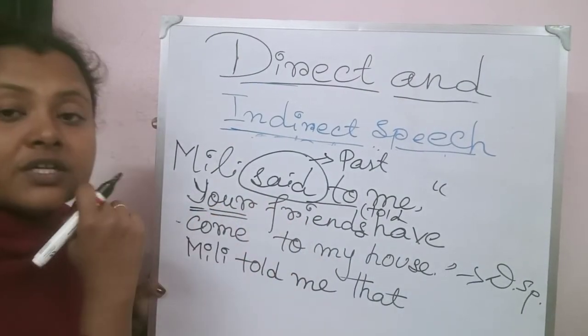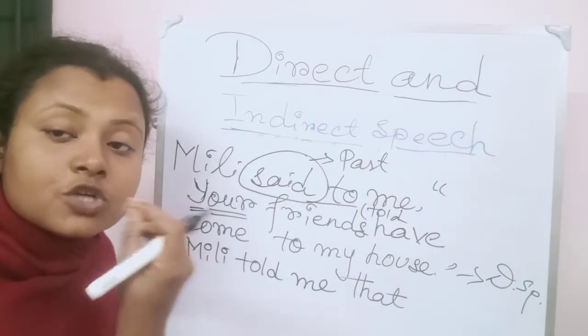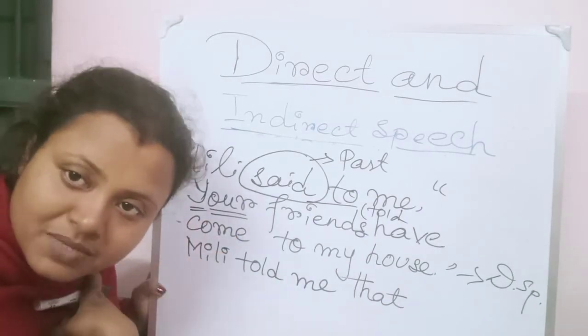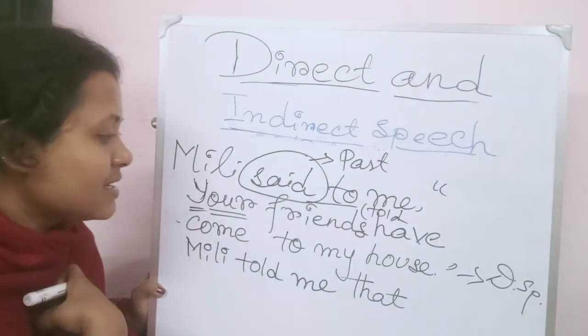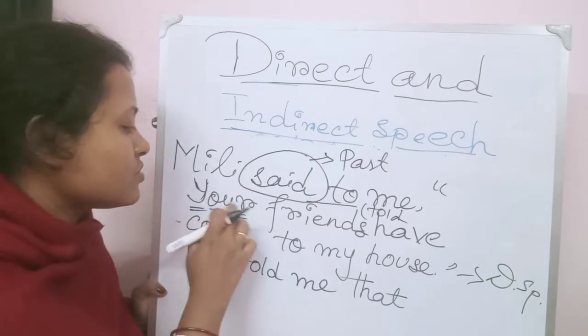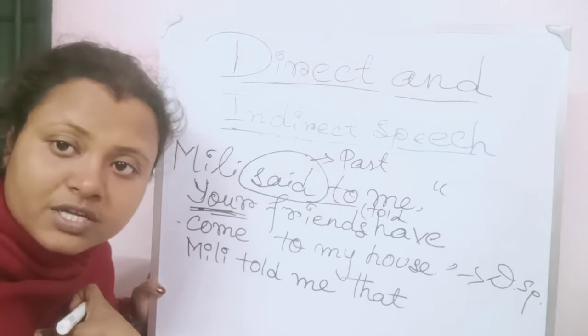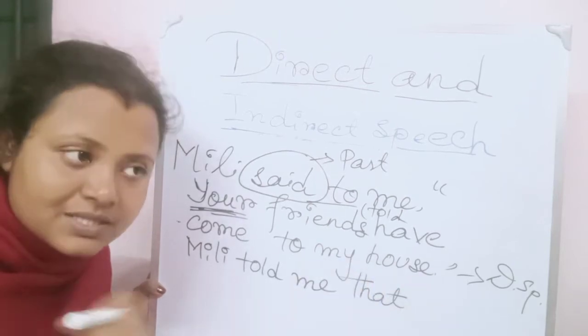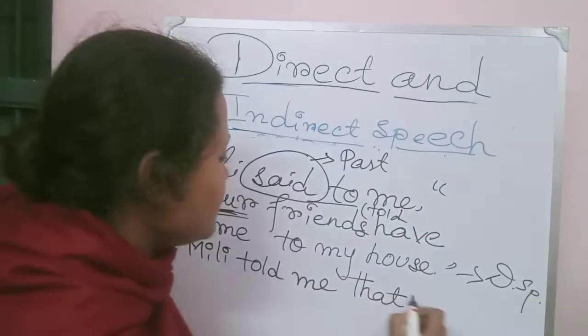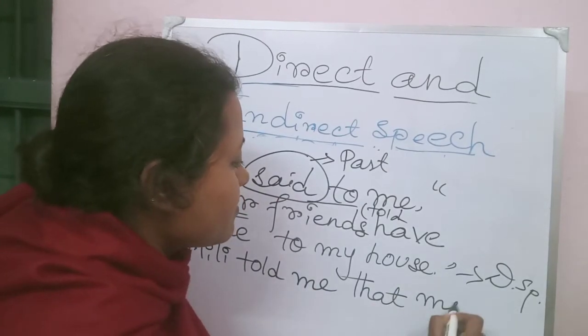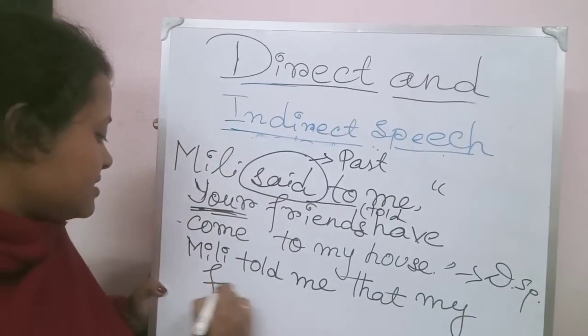Who is "your" over here? Who is Millie talking to? Millie is talking to me. So my friends, I am telling my friends, that is why "your friends" will be "my friends." Millie is talking to me. That "your friends" means "my friends." Okay. So "Millie told me that my friends."